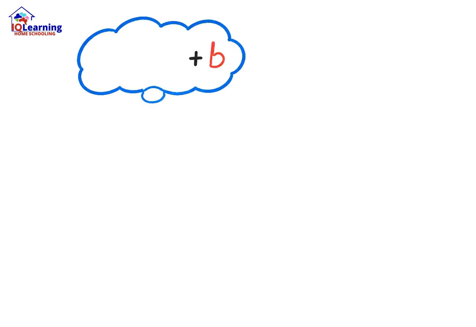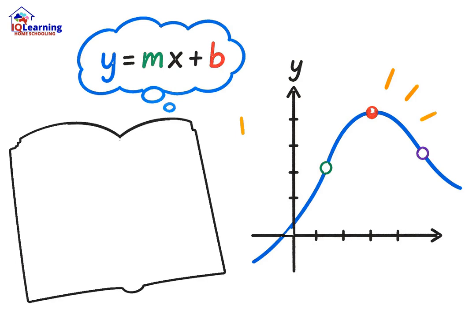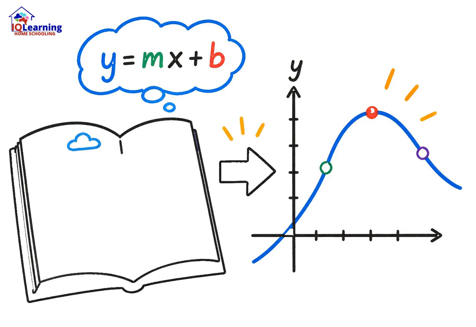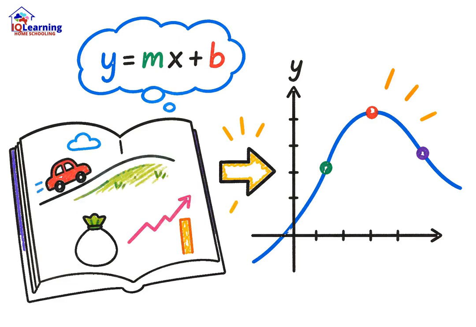An equation is more than just numbers and letters, it's a story. And sketching a graph is how you turn that story into a visual masterpiece. It's the fastest way to see the behavior of a relationship. Does a car slow down at a steady rate? Does a cost rise sharply?